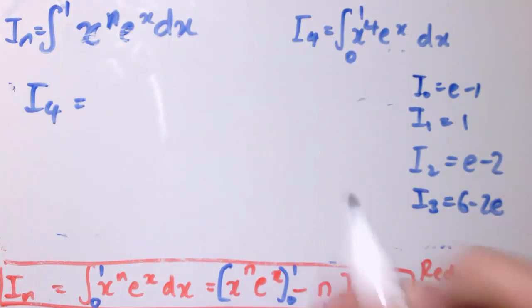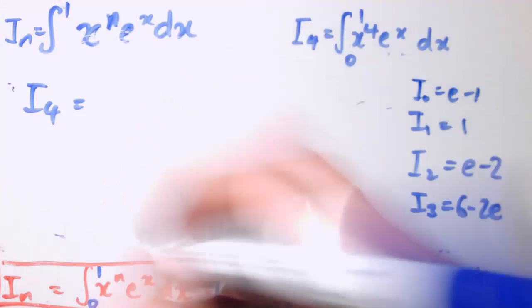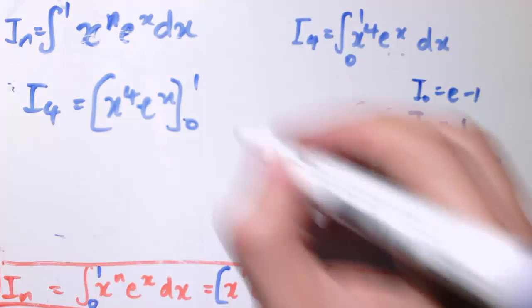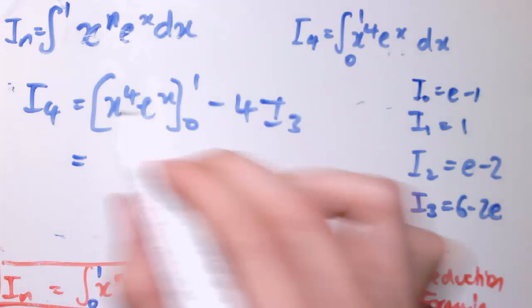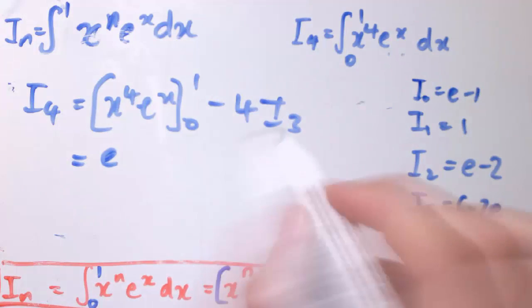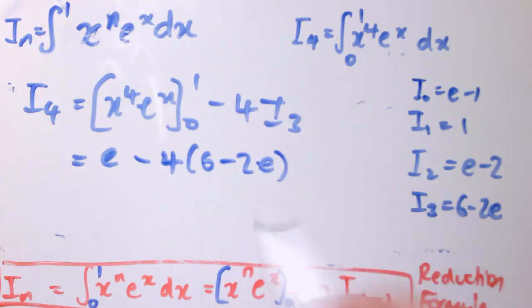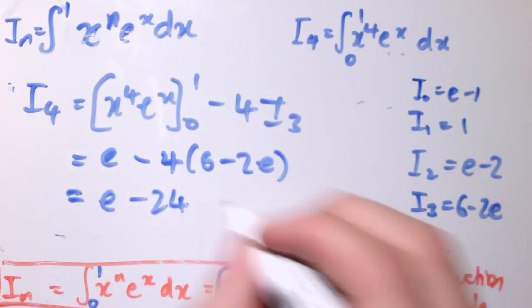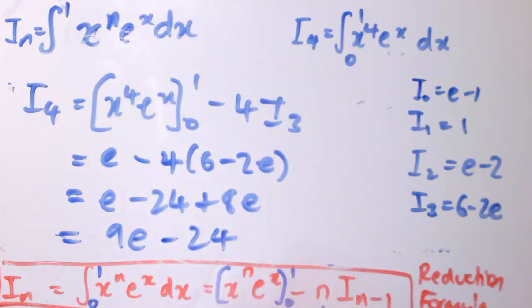And finally we get to the one that we actually wanted, I4, and I4 again is equal to x to the 4 e to the x between 0 and 1 minus 4 times I3, so that's e minus 0 again, minus 4 times 6 minus 2e, which was I3, and that's e minus 24 plus 8e, so that's 9e minus 24. So that saved us an awful lot of work there.